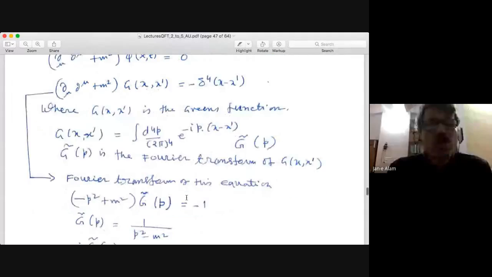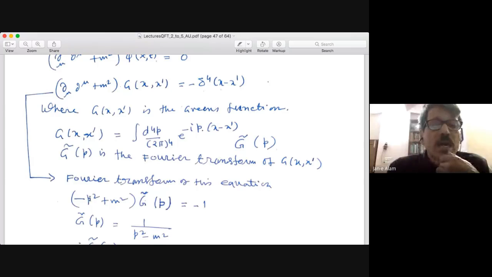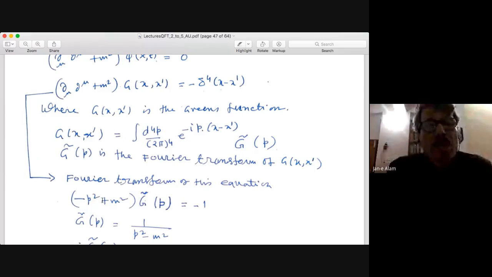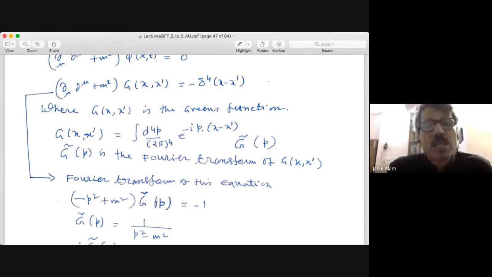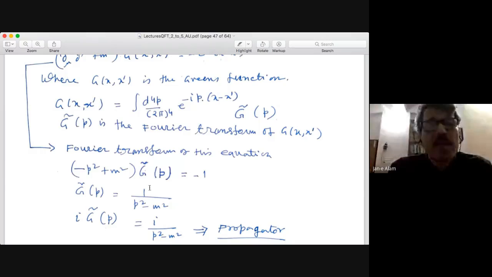Here i is the imaginary unit, the square root of minus 1, so the square of that will give you minus 1. So the del mu del mu will be just replaced, in Fourier space, by minus p squared plus m squared times G tilde p. This is the Klein-Gordon equation in Fourier space for the Green's function G tilde p, and this equals minus 1 because the Dirac delta function has a Fourier transform which is unity. Now you can see this G tilde p is nothing but 1 by p squared minus m squared, right?